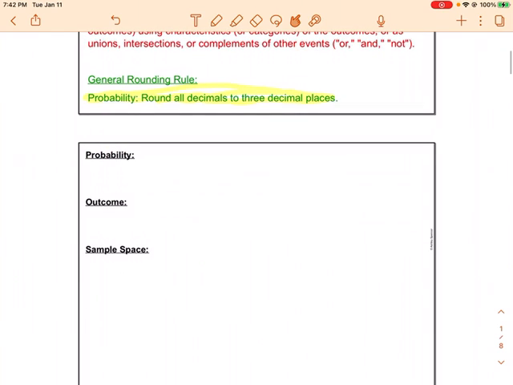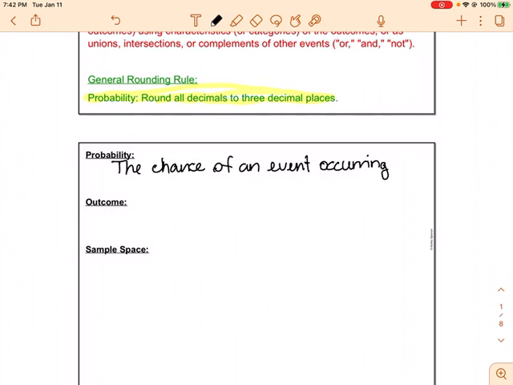Okay, so what is probability? Probability is the chance of an event occurring, and it can be written as a decimal, percent or a fraction.